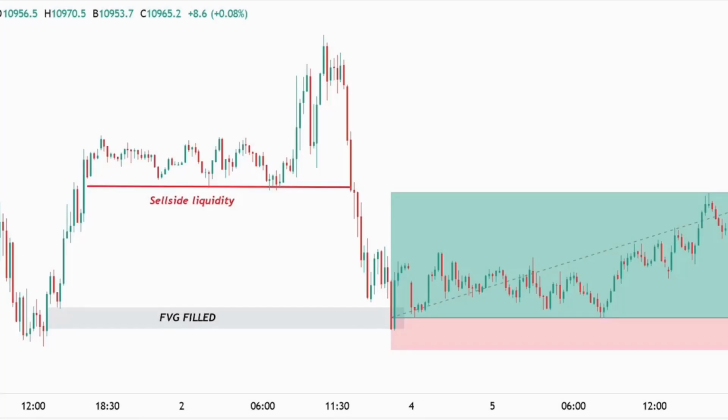We are using in this example a 15-minute Nasdaq chart. We have a support line created on purpose by market makers to trap retail traders. Price will always seek sell-side liquidity and retrace back to fill the fair value gap before continuing higher. As smart money traders, we wait for price to fill this last fair value gap before taking this long entry.